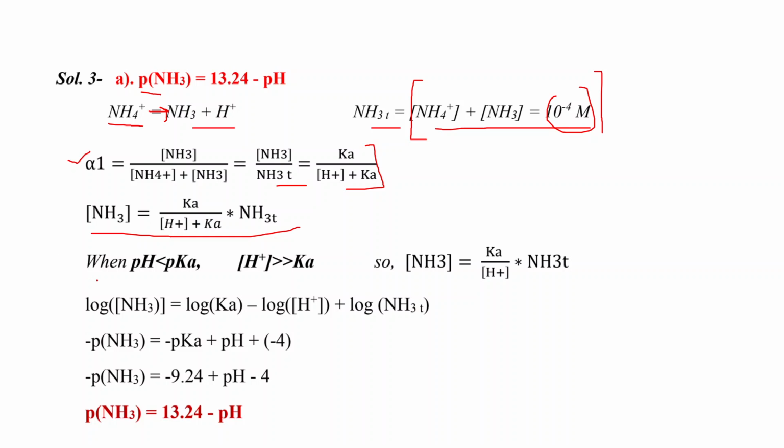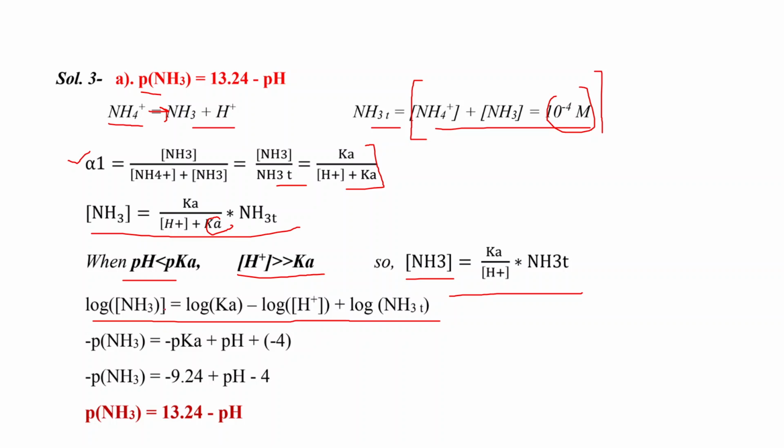Now when pH is equal to pKa, we have H plus so much greater than Ka. Okay. Then just by this, H plus is so much greater than Ka, so this Ka can be ignored. So NH3 is equal to Ka upon H plus into NH3 total. Now just doing log on both the sides. Log NH3 is equal to log Ka minus log H plus plus log NH3 total.